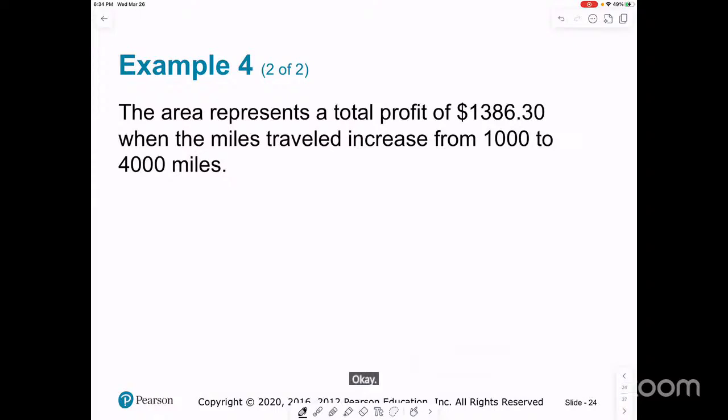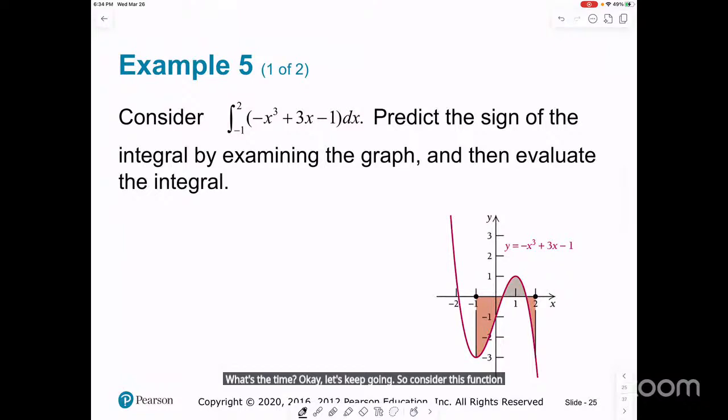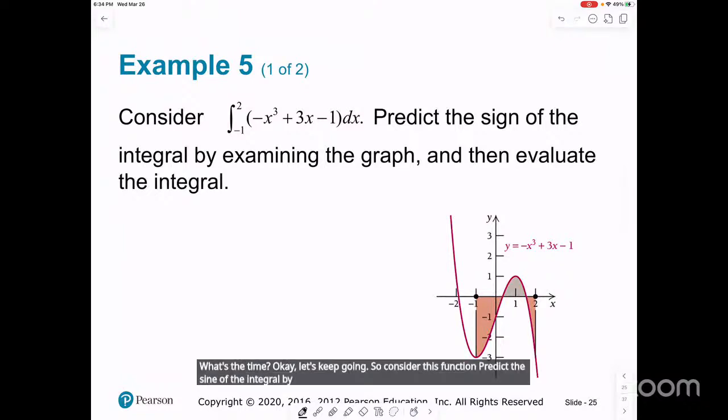What's the time? Okay, let's keep going. So consider this function. Predict the sign of the integral by examining the graph and then evaluate the integral. Okay.